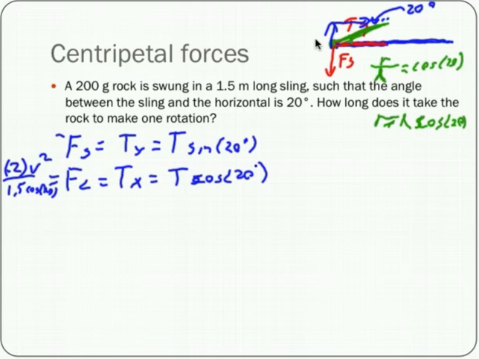The gravitational force is equal to the mass, which is 0.2, times 9.8. So, adding all sorts of stuff in here, and trying to simplify, we have 0.2 times 9.8, which is 1.96. So 1.96 is Fg, which equals T times the sine of 20 degrees. So divide both sides by the sine of 20.